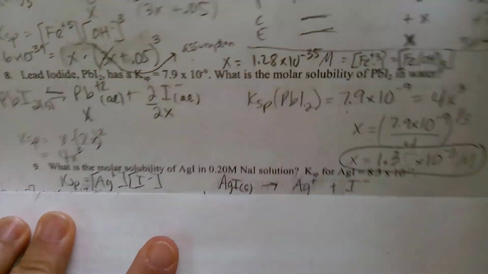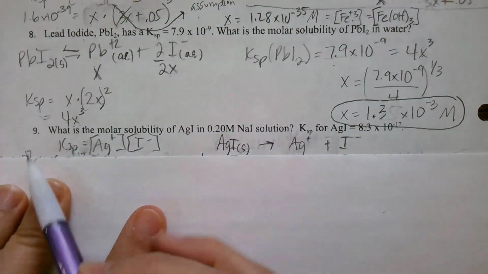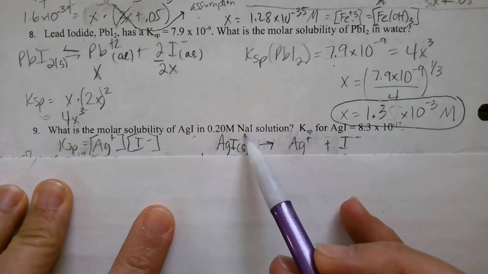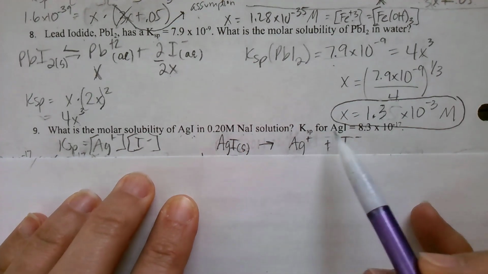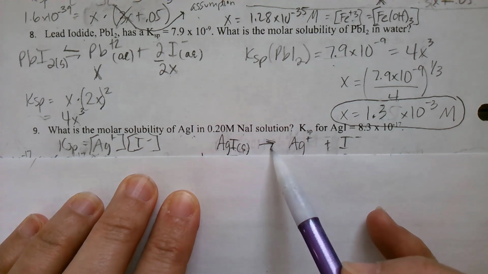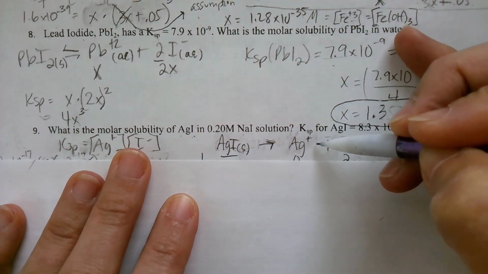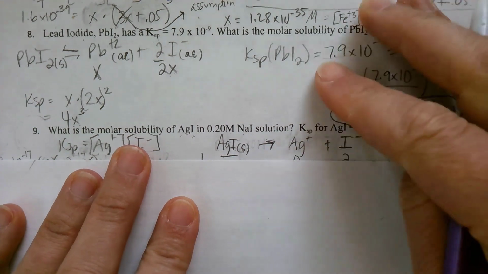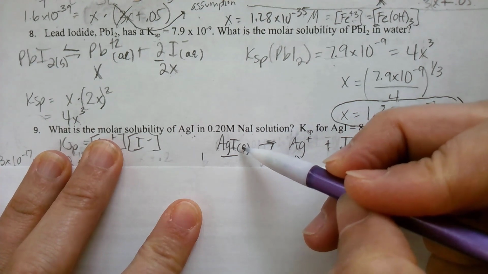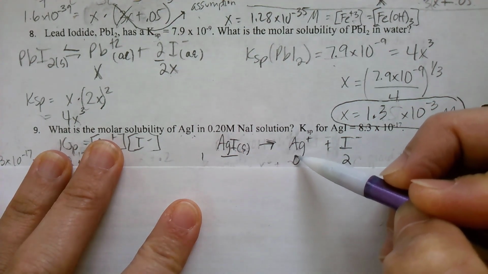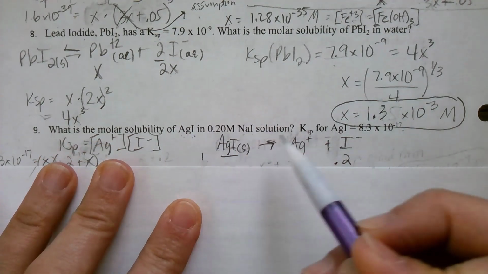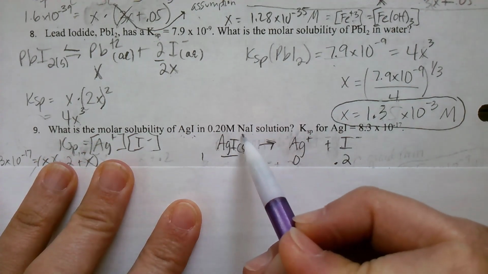For number 9, it's kind of similar to number 7. The molar solubility of silver iodide in 0.2 molar sodium iodide solution. So I'm going to take my silver iodide and break it down into my Ag plus and I minus. And remember, for solids I don't have concentrations, and I initially have normally no products, except here I have a common ion. It says that I am in 0.2 molar of NaI.